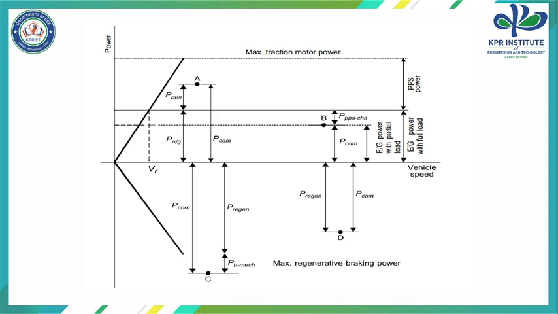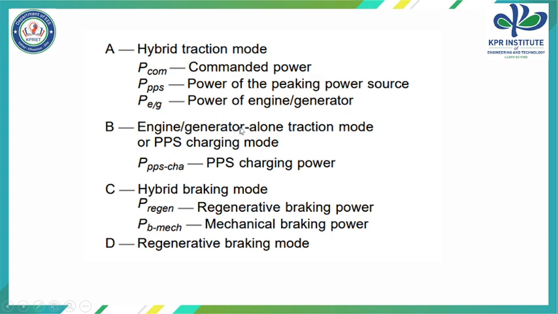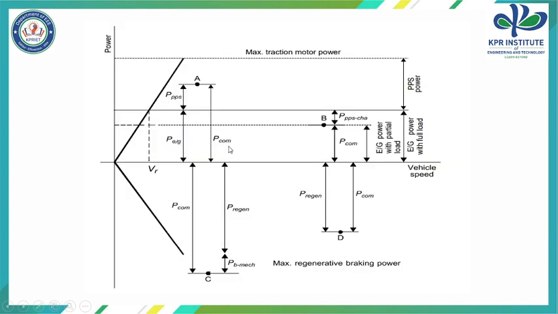Next, point B. Point B represents the case where the commanded power is less than the engine-generated power. Up to this level, the engine can generate power at full load. The commanded power required is very low compared to the engine-generated power at full load, so the remaining power can be utilized for charging the battery. That is mentioned as PPS charging, where PPS is the peaking power source charge. So it is either the engine-generator alone traction mode or the peaking power source charging mode. That is what is mentioned at point B.